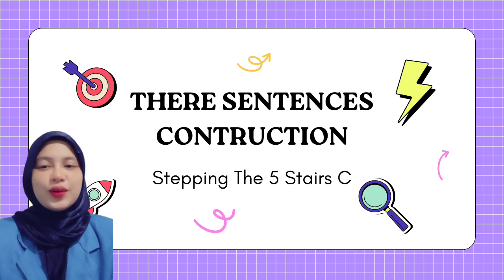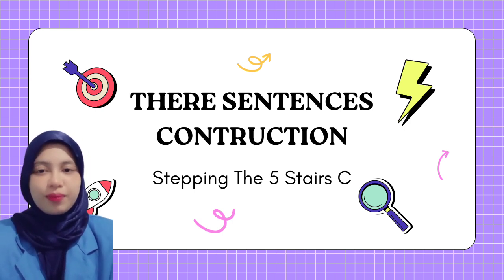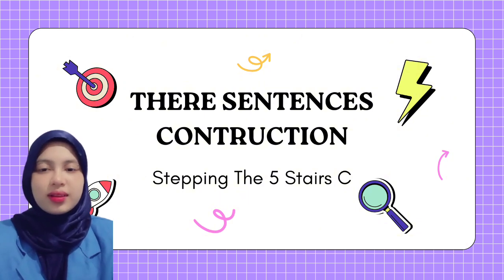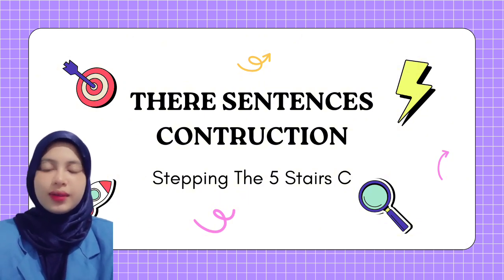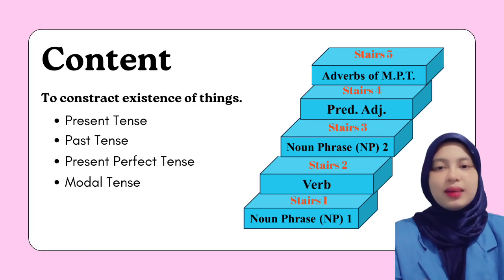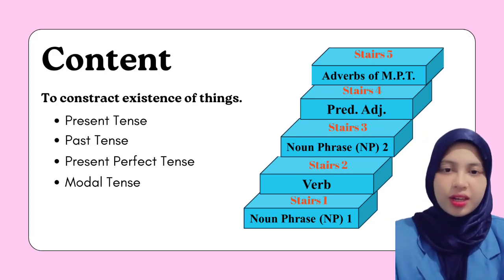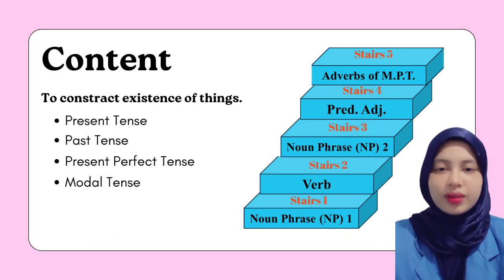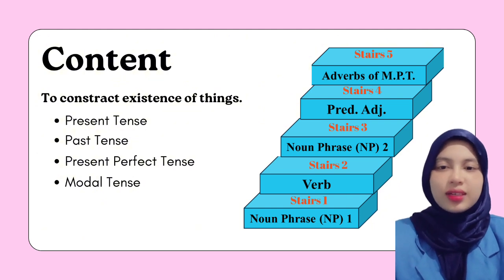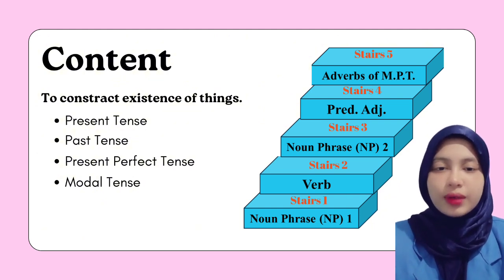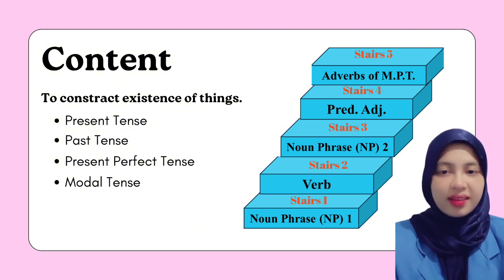Let me introduce you to the concept of stepping the 5-stair C. This method breaks down sentence construction into 5 easy steps. Just like climbing a staircase, each stair represents an important part of a sentence, starting from the main noun phrase and moving up to adverbs that add extra information.